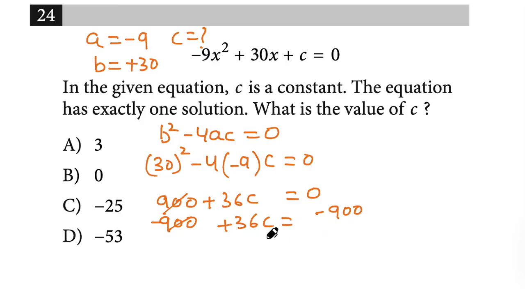Now I need c, I don't need 36c. So for that, we will divide by 36 on both sides. So here c is equal to negative 25. That means C is our correct option.